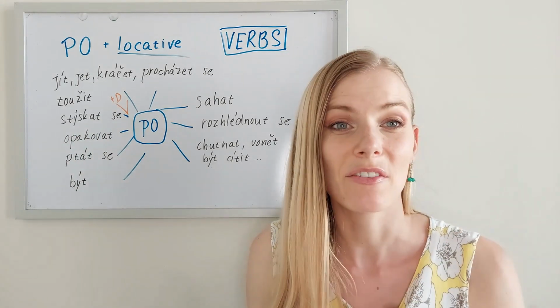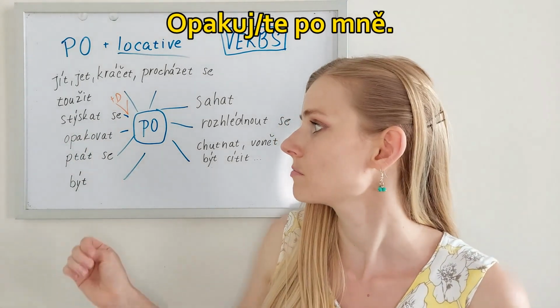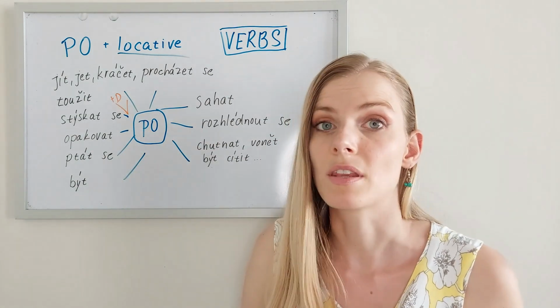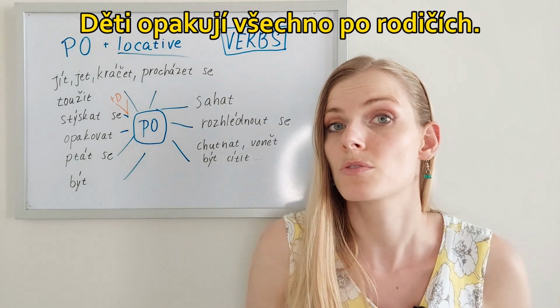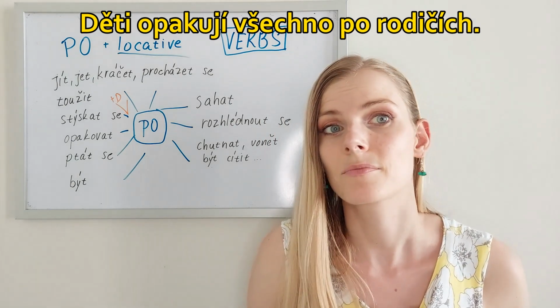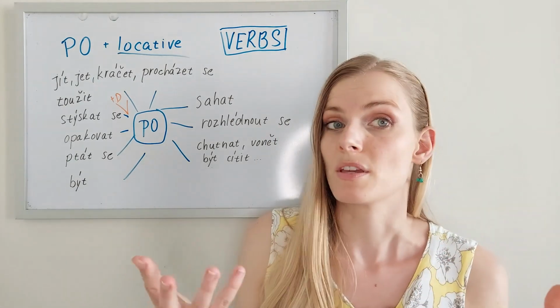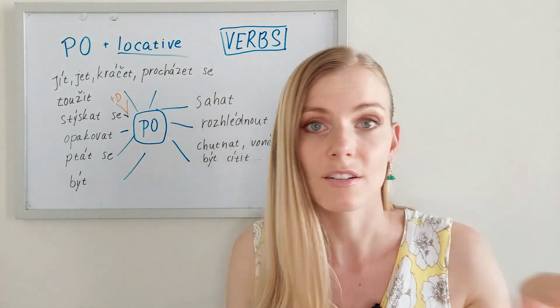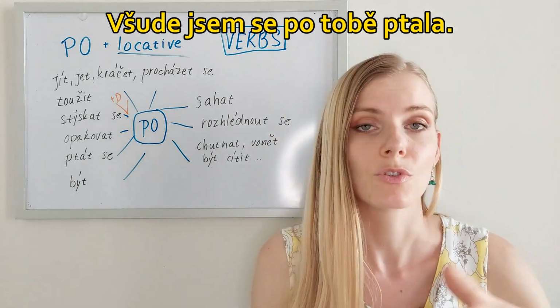Opakovat po. This is when I say repeat after me. Opakuj po mně. Opakujte po mně. So this would be followed by a person who you repeat it after. Děti opakují všechno po rodičích. Children always repeat everything after their parents. It doesn't only mean repeat verbally, but also to copy. Ptát se po někom. To ask around. Všude jsem se po tobě ptala. I asked everywhere for you.